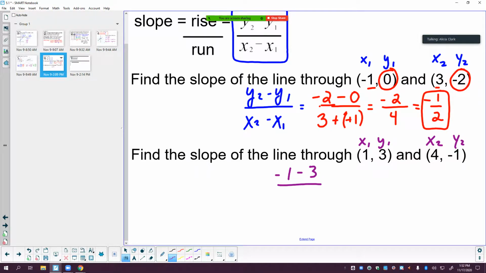Okay, x2 minus x1, or 4 minus 1. Did I not see where those numbers are coming from? Everybody good on finding those numbers?